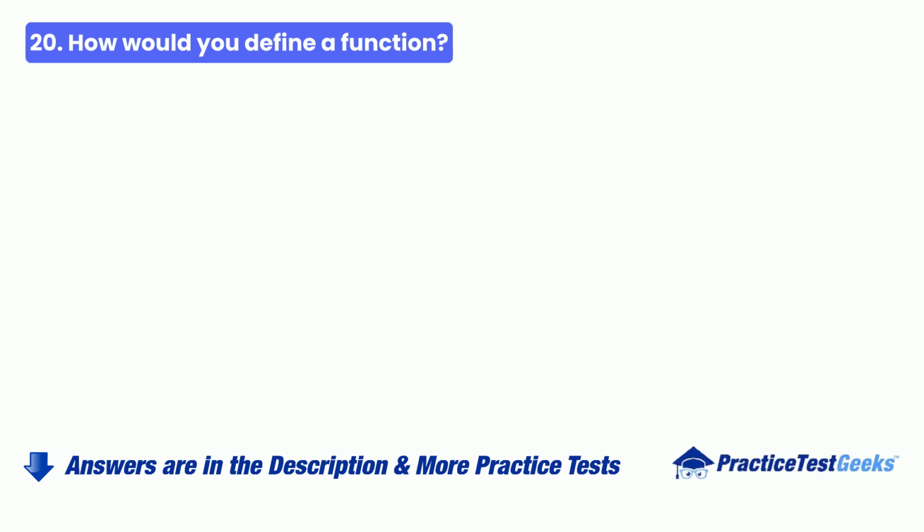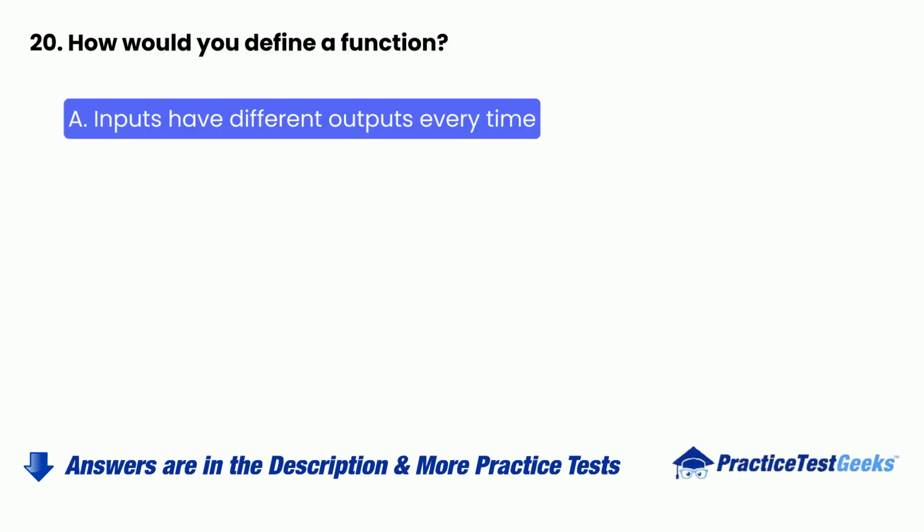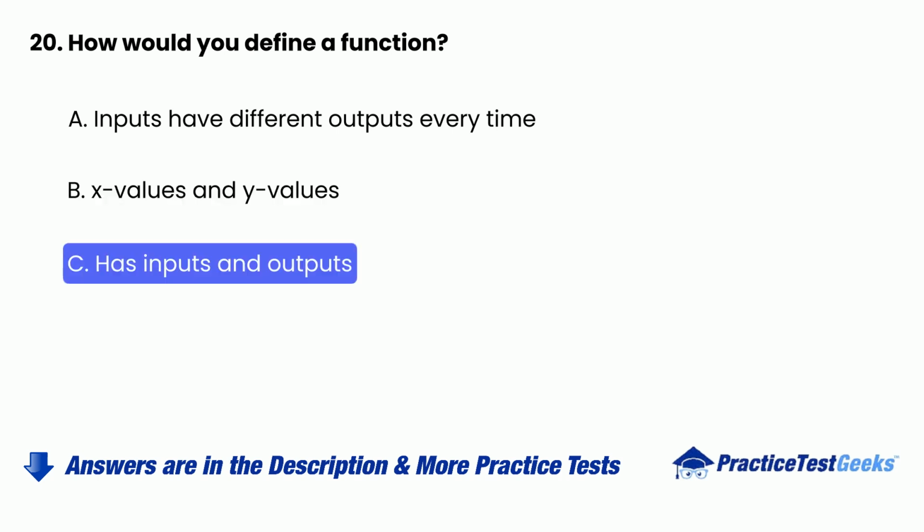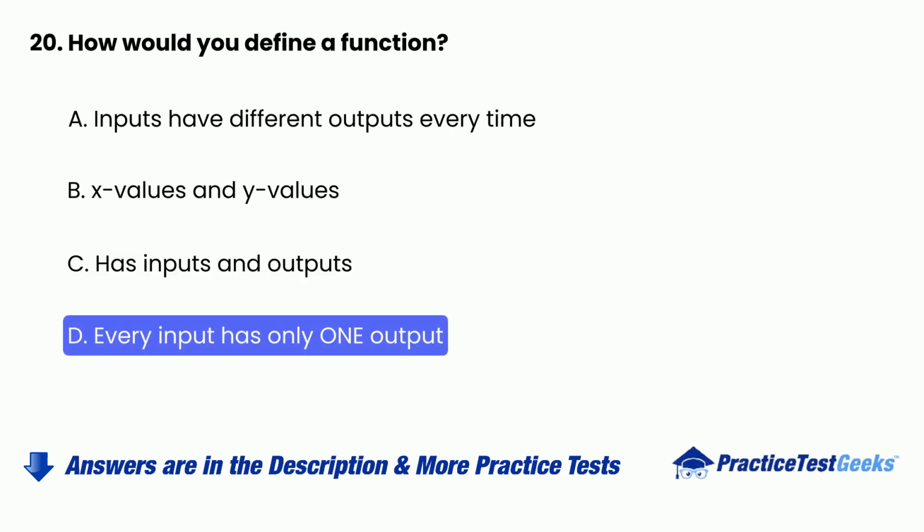20. How would you define a function? A. Inputs have different outputs every time. B. X values and y values. C. Has inputs and outputs. D. Every input has only one output.